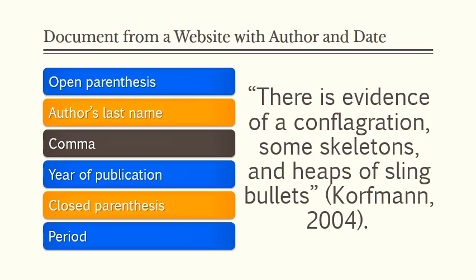Here is an example from an article in Archaeology, an online publication of the Archaeological Institute of America. The title of the article is Was There a Trojan War? It was written by Manfred Kaufman and published in the May-June 2004 issue.